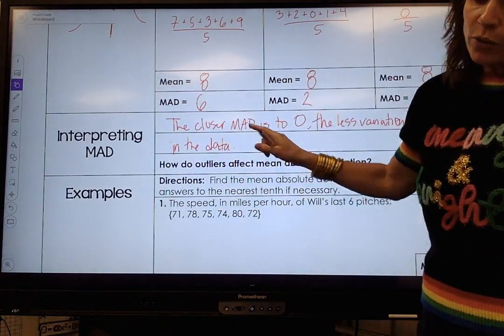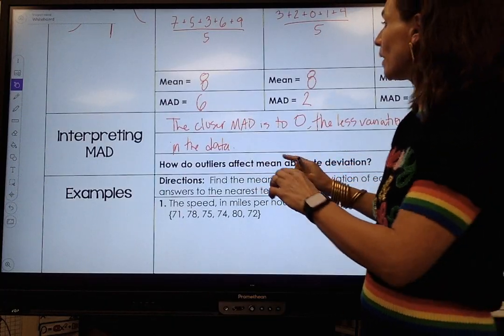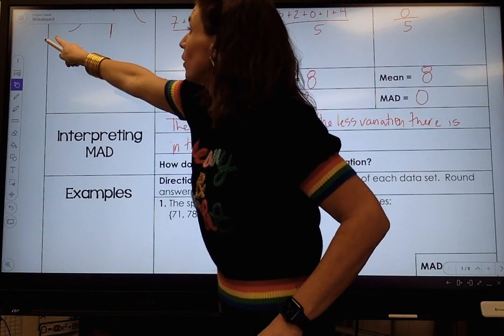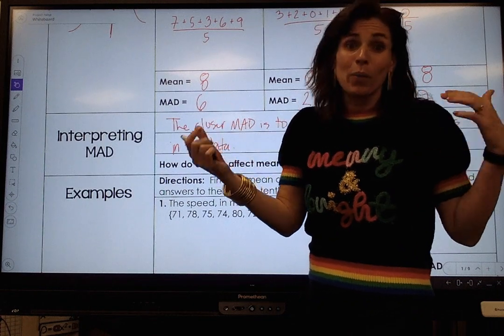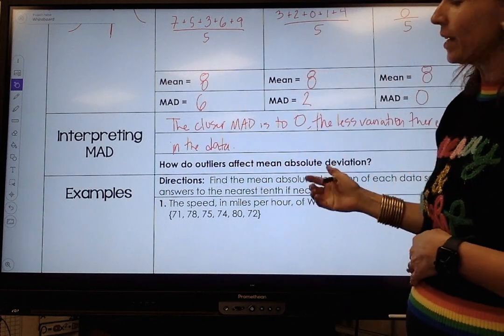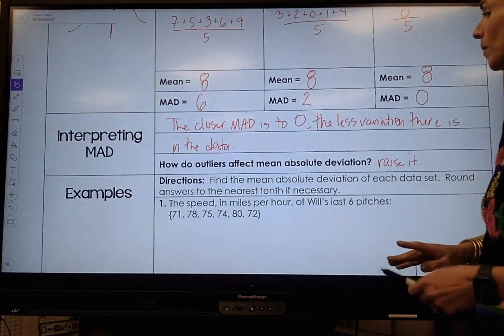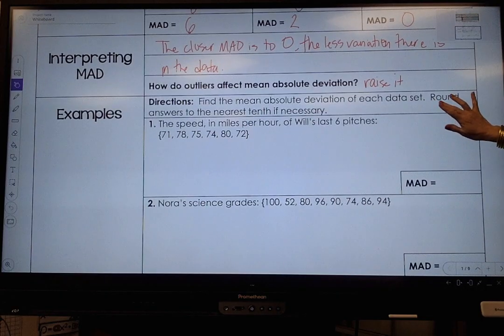So how do outliers affect the mean absolute deviation? Well, if you get one score way out here, that's your outlier, and you average it, it's going to make that MAD score go up. And we don't want a big MAD score. So it is going to raise it. Okay? All right, so let's look at some examples here.